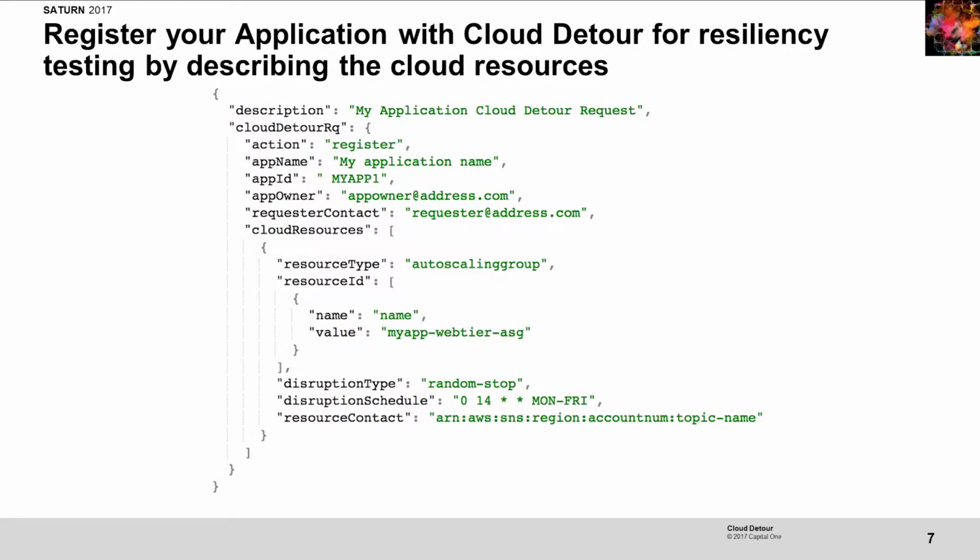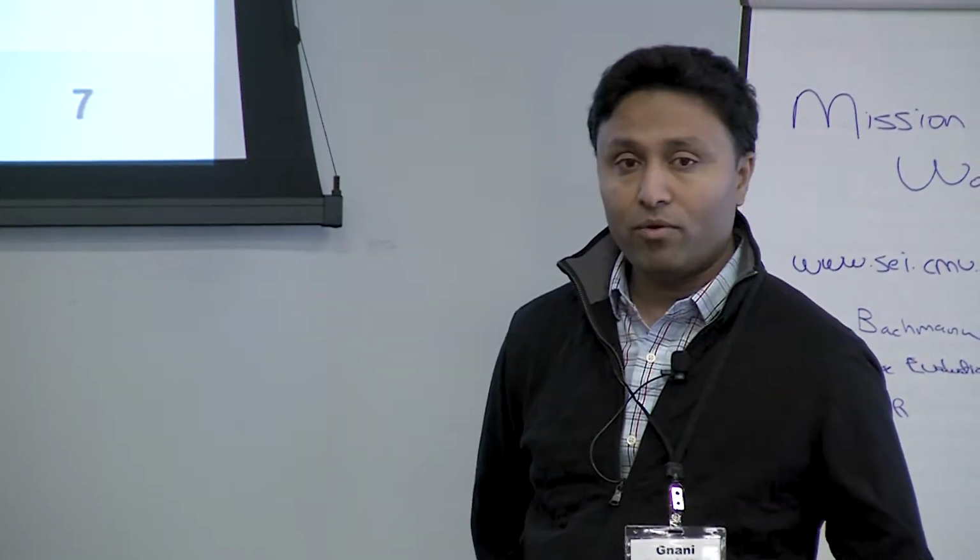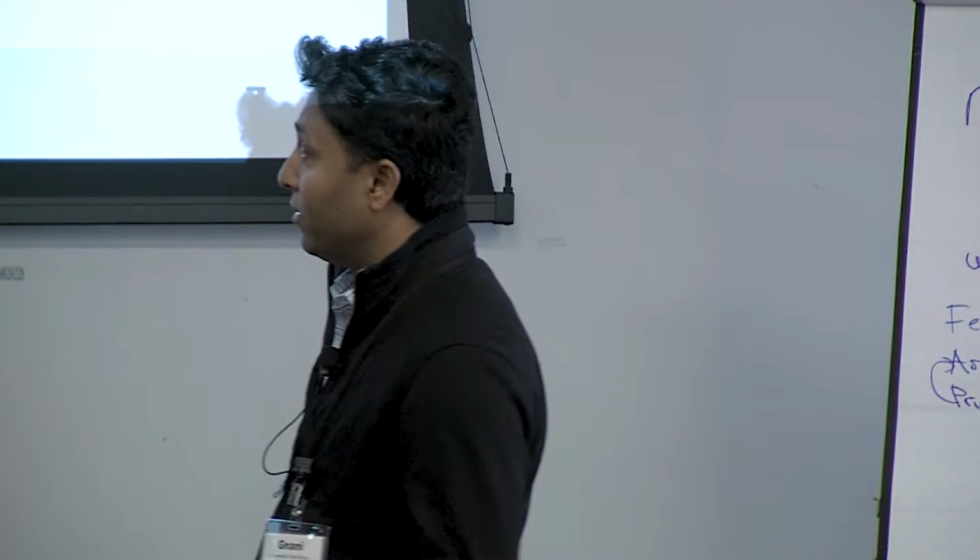Right. So what we see in this slide is an example application that is going to subject itself to Cloud Detour disruptions. At the top of the screen, what you see is a section describing your application metadata: the name of your application, who the application owner is, and who is requesting this disruption. In the next section, you have the cloud resources, which is pretty important. That is where you say what your resource type is, what type of resource you are using.